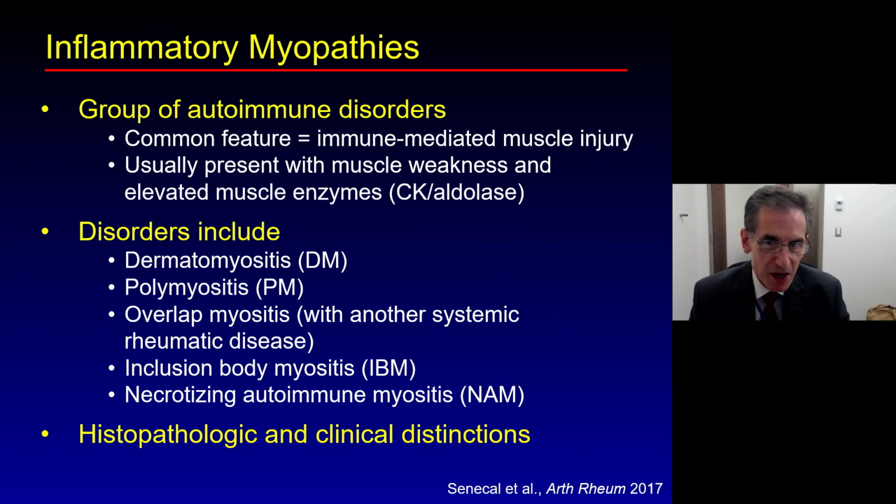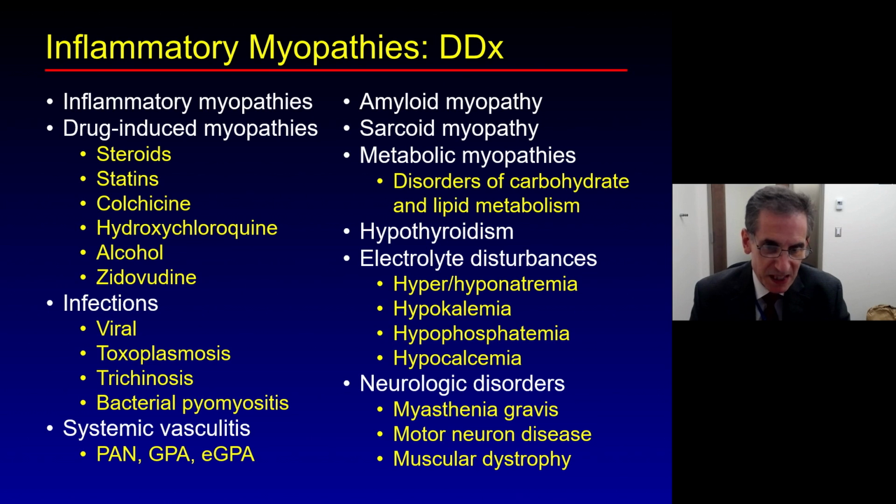Usually these patients have muscle weakness and elevated muscle enzymes, including CK and aldolase. Sometimes the liver enzymes may also be elevated, so that's something to watch for. These disorders include dermatomyositis, polymyositis, and overlap myositis with other systemic rheumatic diseases. Then there's inclusion body myositis and what's called necrotizing autoimmune myositis. These can sometimes be associated with statins as well, so that's something to keep in mind.